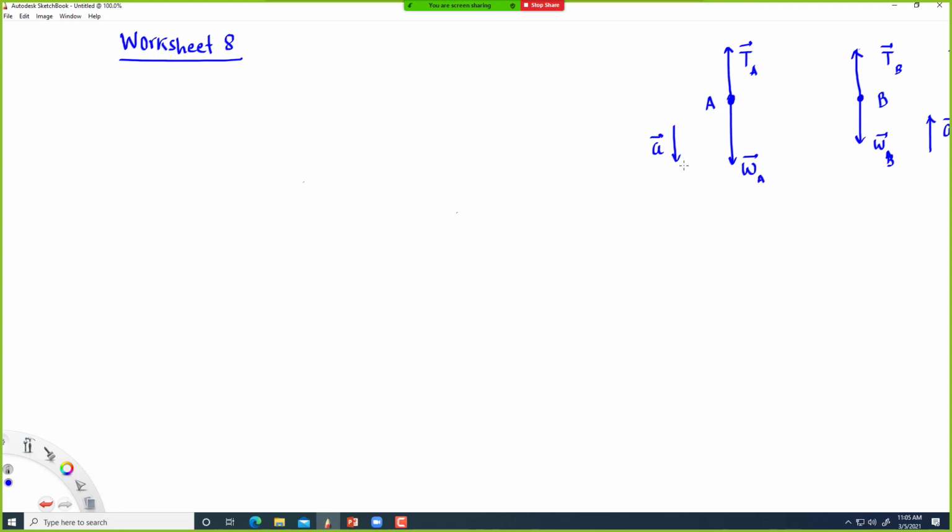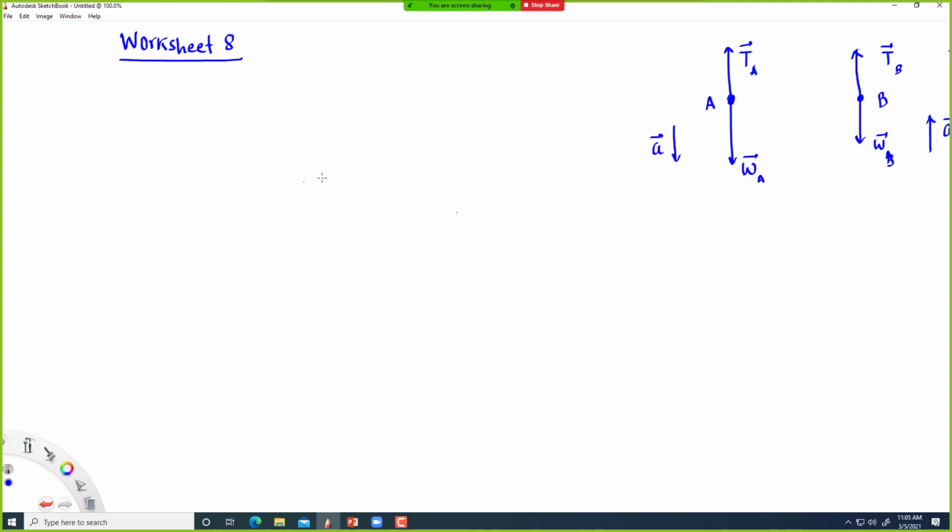And magnitude wise, these accelerations are the same because they are connected. So if B is accelerating up at some value, then A should be accelerating at the same rate down. They should have the same values magnitude wise because they are connected.